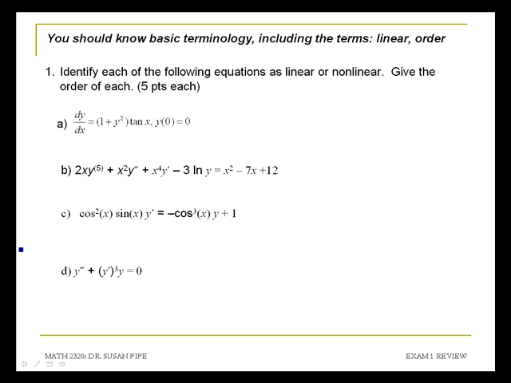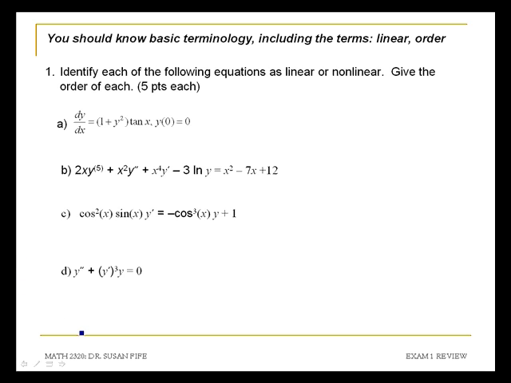Item number 1 from the review for exam 1 wants us to identify each of these 4 equations as linear or nonlinear and to give the order of each. Remember that to identify them as linear or nonlinear, you're looking at the y terms and the derivatives of y's. All y terms and all derivatives of y's should be linear in form. So let's look at these first for linearity.